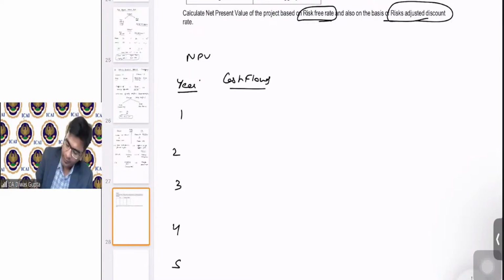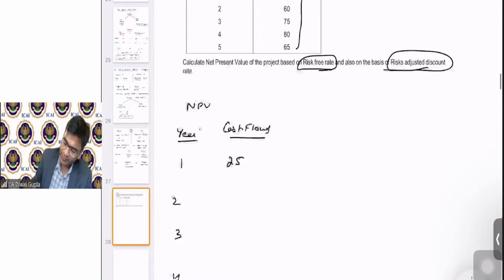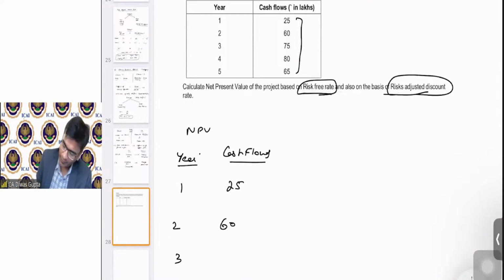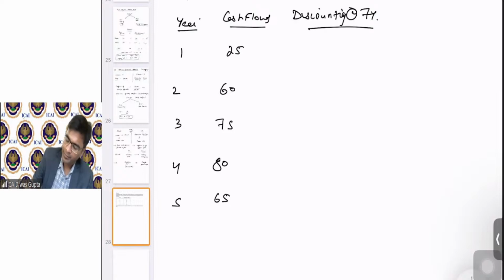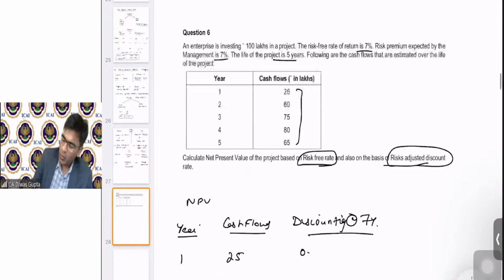Cash flows: 25, 60, 75, 80, and 65. Discounting at the rate of 7%, right? So the risk-free rate is 7%, right? So first we will solve the question using 7%.